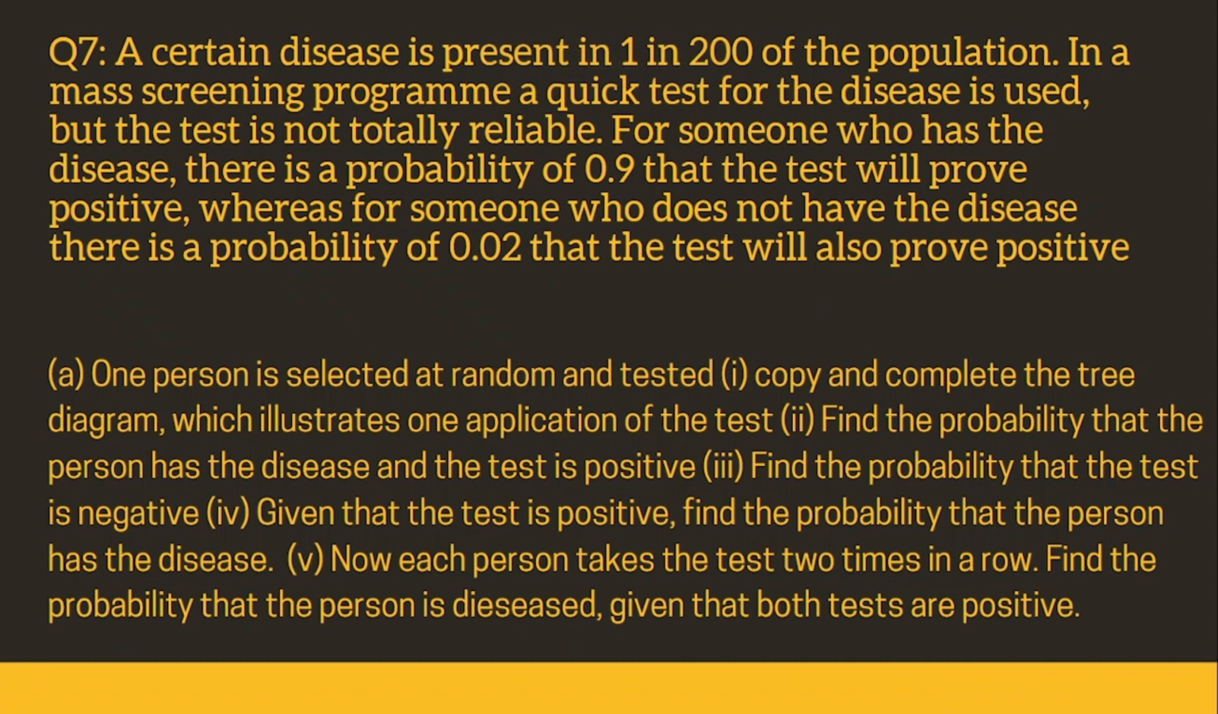Okay, now we are going on to question 7, which is about the tree diagram. So this is where we can use a tree diagram as there are two different parts. One is whether he's positive or not, and one is whether he has the actual disease or not.